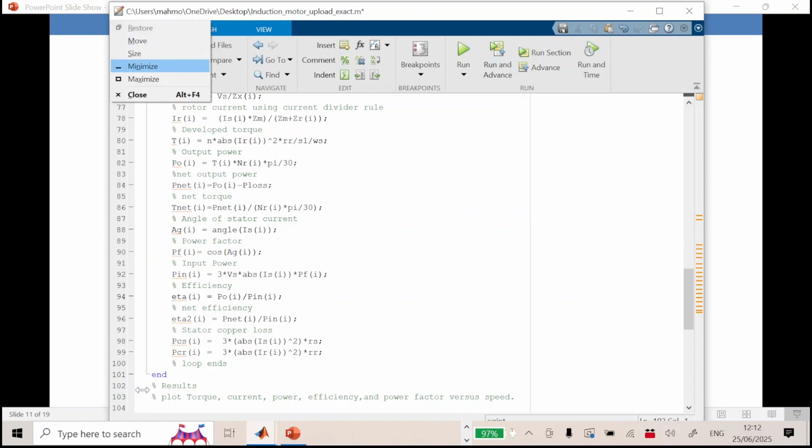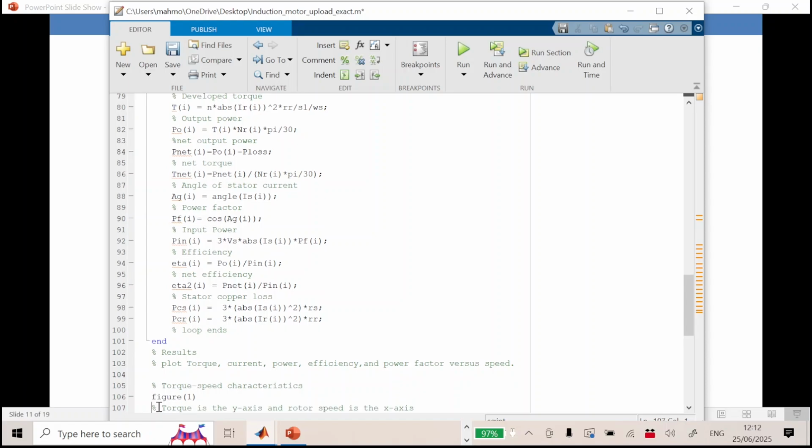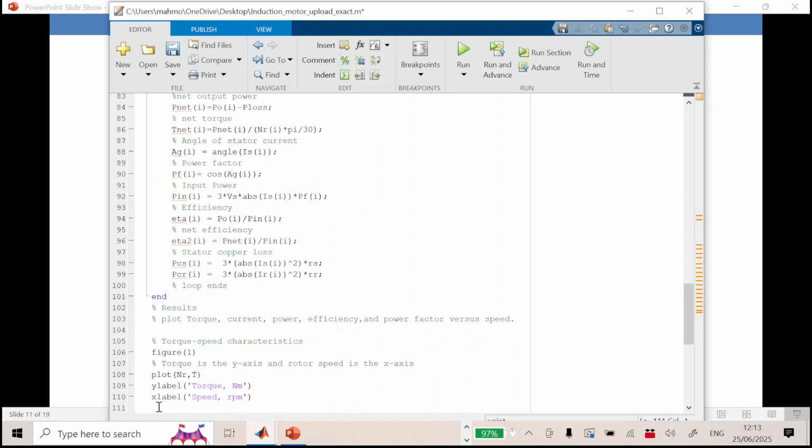If we look here, we are going to start with the torque-speed characteristics. We generate a figure by writing the command figure, and we call it figure number 1. We put the torque on the y-axis and the speed on the x-axis, so we write the command plot nr and T. This gives us the torque versus speed for the range from 0 up to the synchronous speed. We write the y label, torque in Newton meter. The x-axis is the speed in RPM. If you would like to add a title for this graph, you can add whatever title you like.